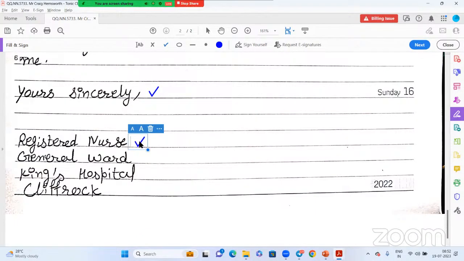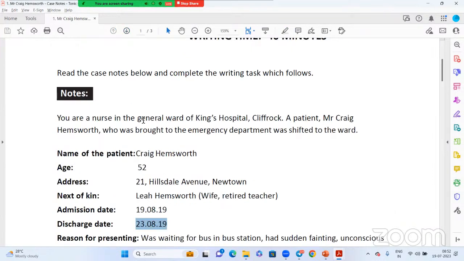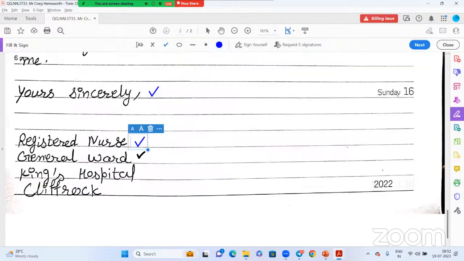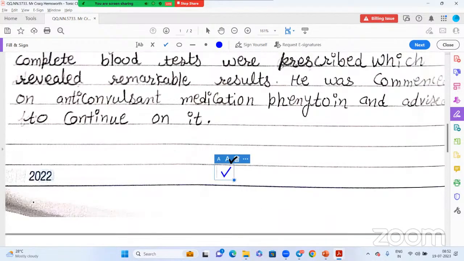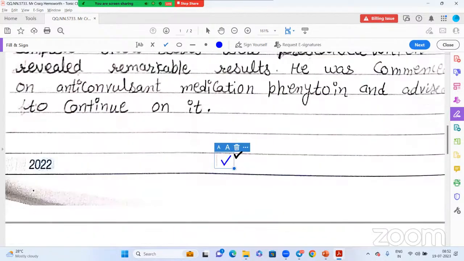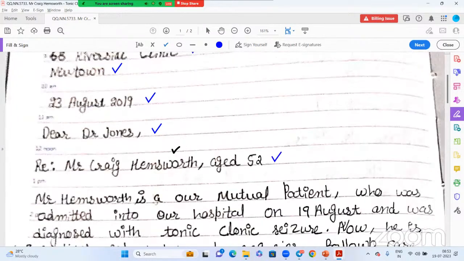Then registered nurse. You are a nurse. Registered nurse, general ward. King's Hospital, King with a capital letter. Cliff Rock. So all the other things are done. Now let us go to the body of the letter.